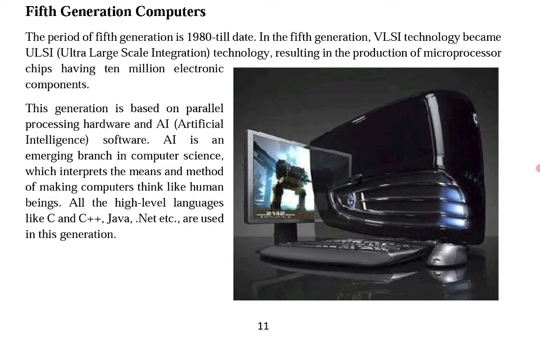AI is an emerging branch in computer science which interprets the means and methods of making computers think like human beings. All the high level languages like C, C++, Java, and .NET are used in this generation. So this is the picture of a fifth generation computer.